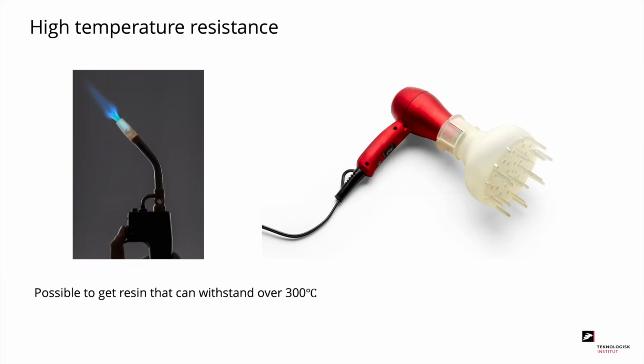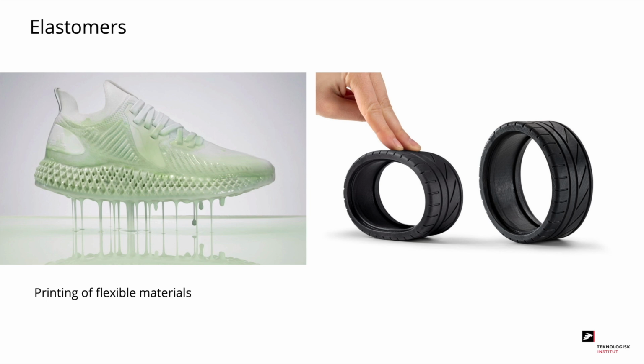With VPP you can get high temperature resistance. It's actually possible to print resin parts that can withstand temperatures over 300 degrees. It's also possible to print elastomers, which are flexible rubber-like materials. These are often used for printing shoe soles, as we see here.